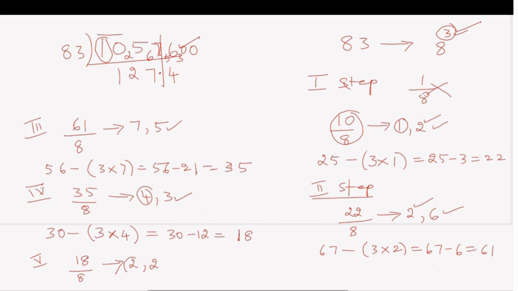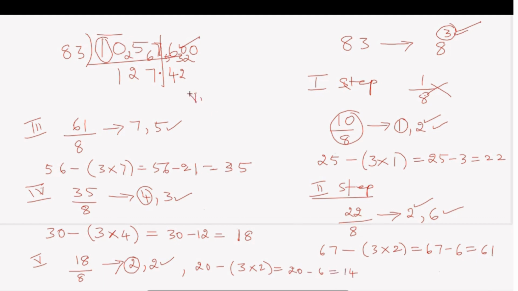The remainder is 2. Write this quotient 2 right under 30 and the remainder 2 beside 0 of the next digit. Take 20, subtract the product of index and the last digit 2 of the quotient. 20 minus 6 gives us 14.